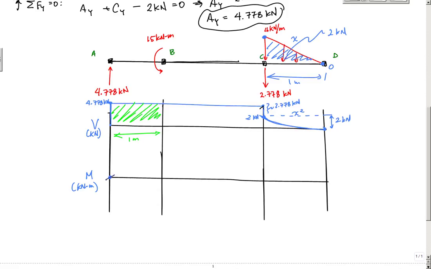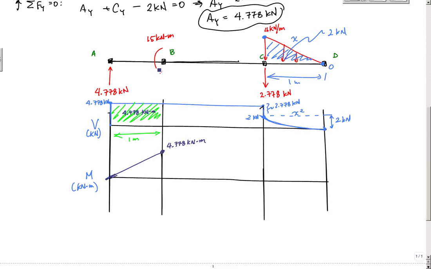So here, this slope should be 4.778 kilonewtons, and it's positive, okay? So the slope at this point is 4.778 kilonewtons. It tells me I'm increasing, and this area is 4.778 kilonewton meters. So this area is the change in moment that I should experience between these points. So this value goes from 0, and the change in moment is going to be a positive 4.778 kilonewton meters, right?